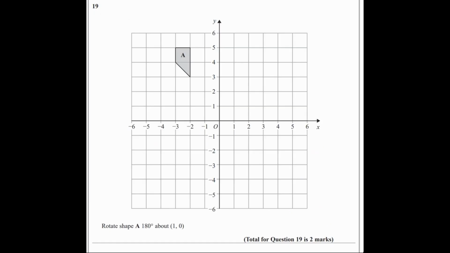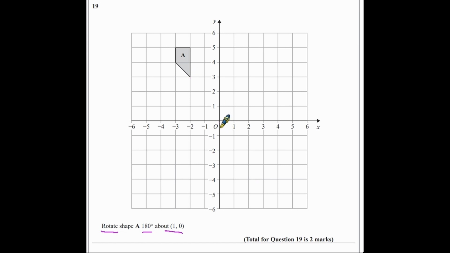Question 19. Rotate shape A 180 degrees about 10. So we're looking at a rotation, we're going to turn it round. 180 degrees, well that's half a circle. So if we look at the graph in total, if we're going to move from this quadrant to this quadrant, that is 90 degrees. This quadrant then is 180. So we're going to rotate the shape 180 degrees. It will end up in this bottom right hand quadrant somewhere.